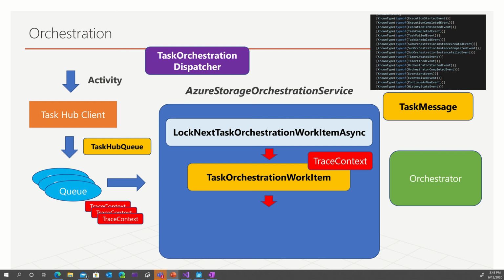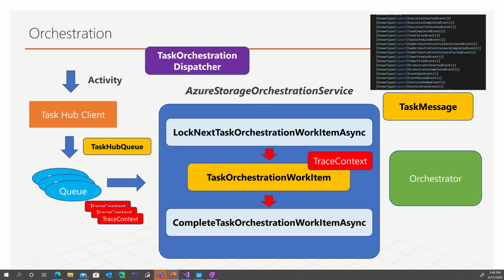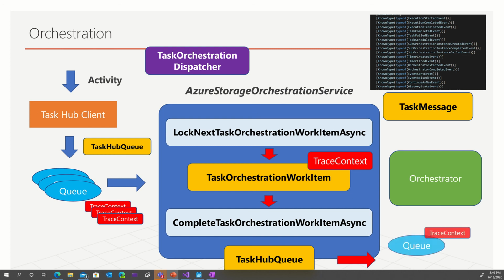Then, when the orchestrator execution is finished, this method is called by the orchestration dispatcher. This is called CompleteTaskOrchestrationWorkItemAsync. This means the procedure that runs after finishing the orchestrator. Eventually, this method checks the status and the task hub queue and sends the next queue. For example, if the orchestrator executes the activity function, then a new queue for the activity function is created with the trace context.